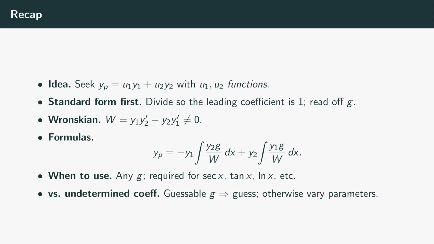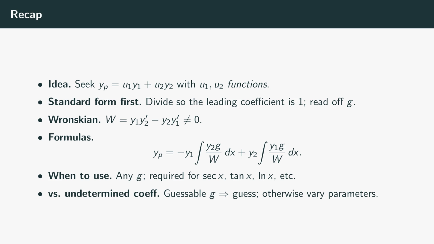Let's recap. Variation of parameters seeks a particular solution of the form u1 times y1 plus u2 times y2, where u1 and u2 are now functions rather than constants. Before you start, put the equation in standard form by dividing so the leading coefficient is 1, and read off the forcing term g from the right-hand side. Compute the Wronskian, the determinant y1 times y2 prime minus y2 times y1 prime, which is never 0 for independent solutions. Then apply the formulas.